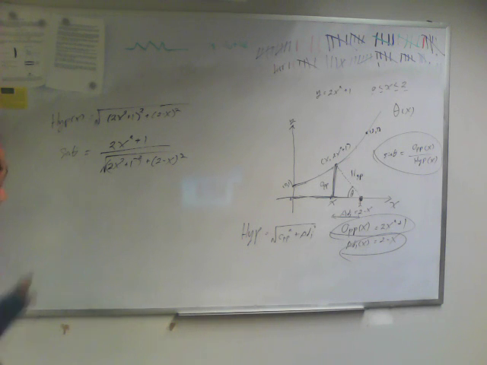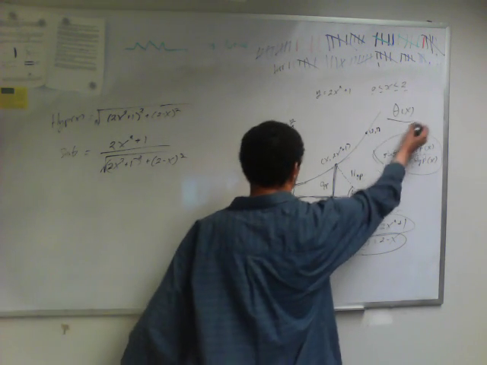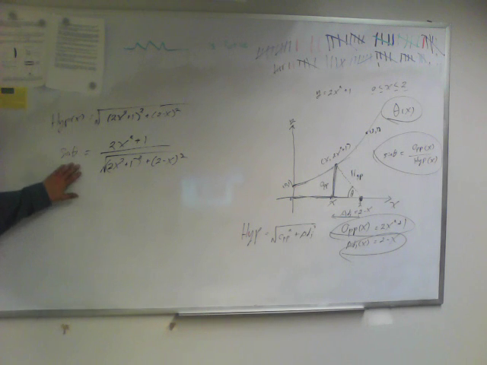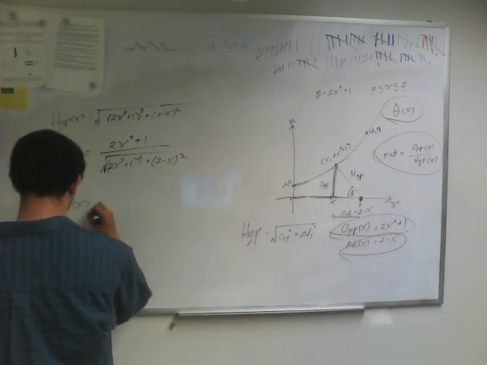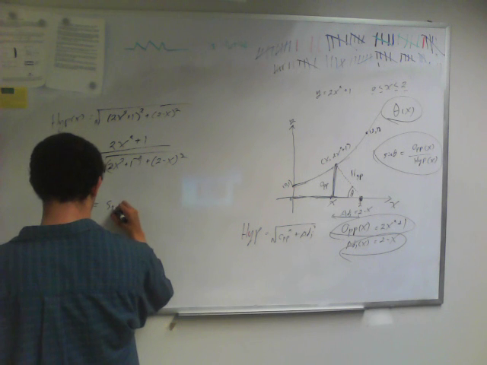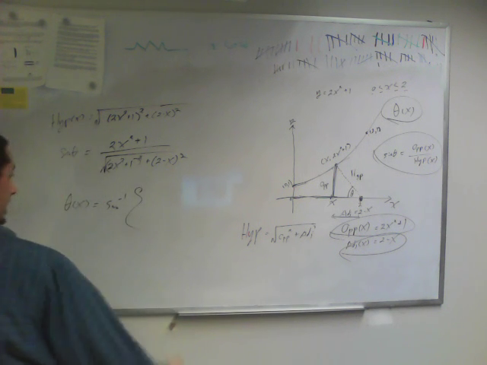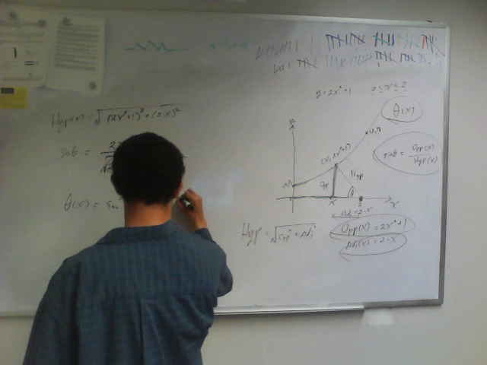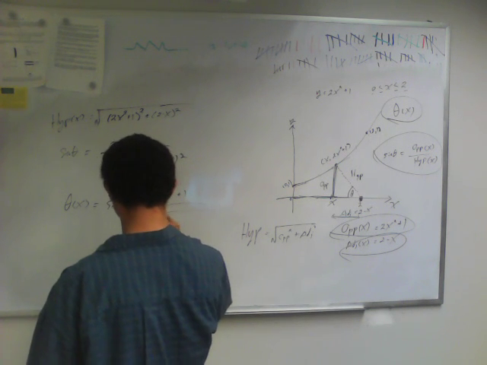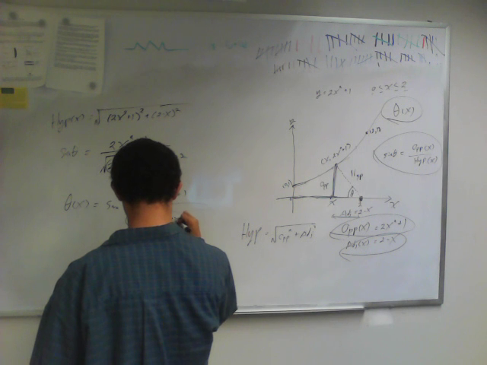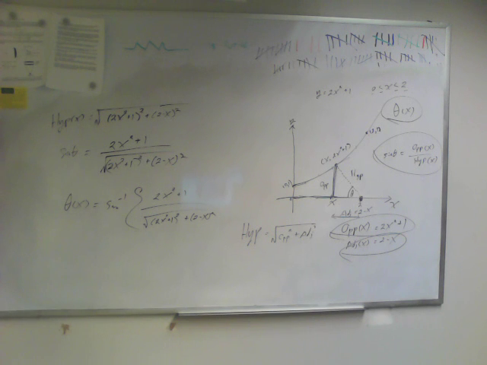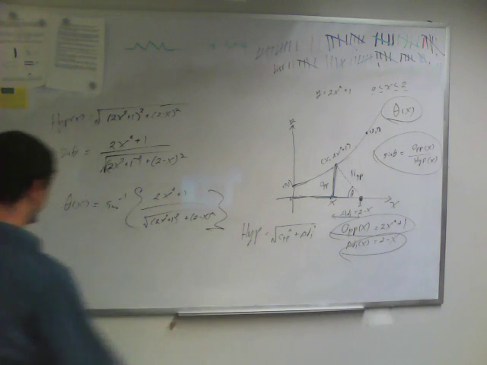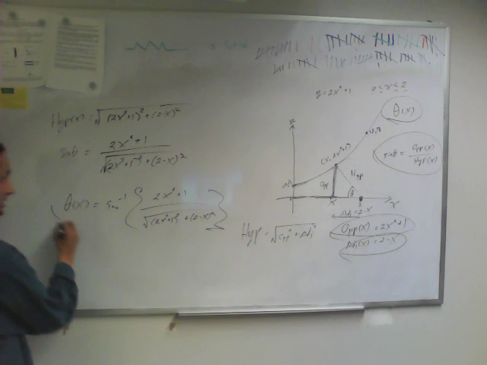And so, of course, we want theta as a function of x. So now we have sine of theta as a function of x, and so the obvious thing to do is just to take the inverse function. And so theta as a function of x is just going to be the inverse sine of 2x squared plus 1 over the square root of 2x squared plus 1 quantity squared plus 2 minus x squared. And so that's the function we were looking for, right?